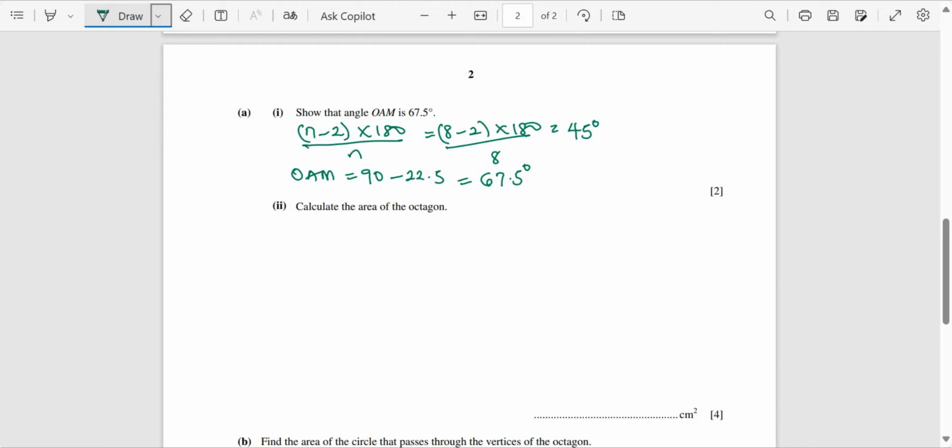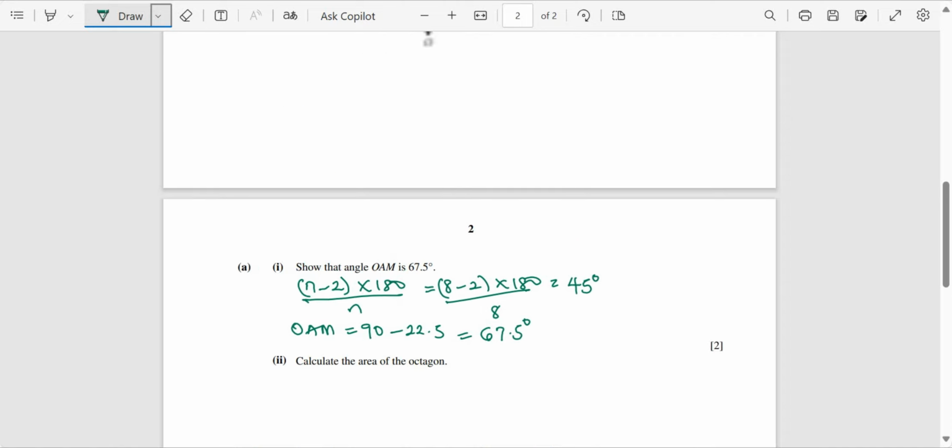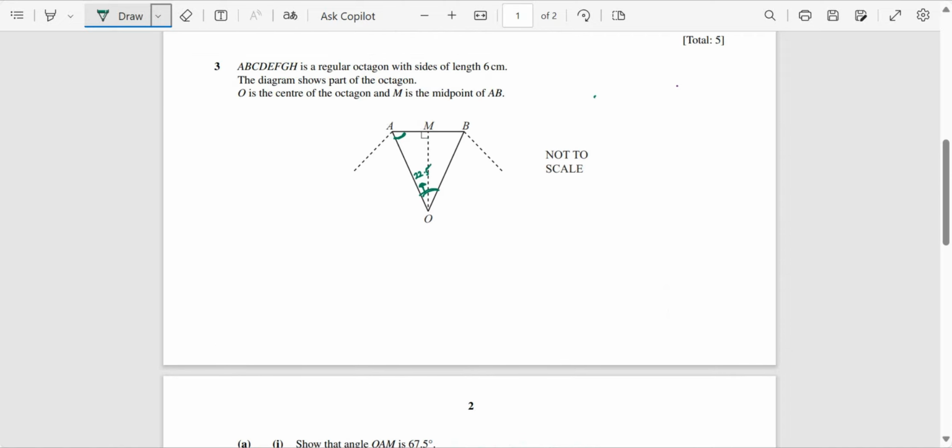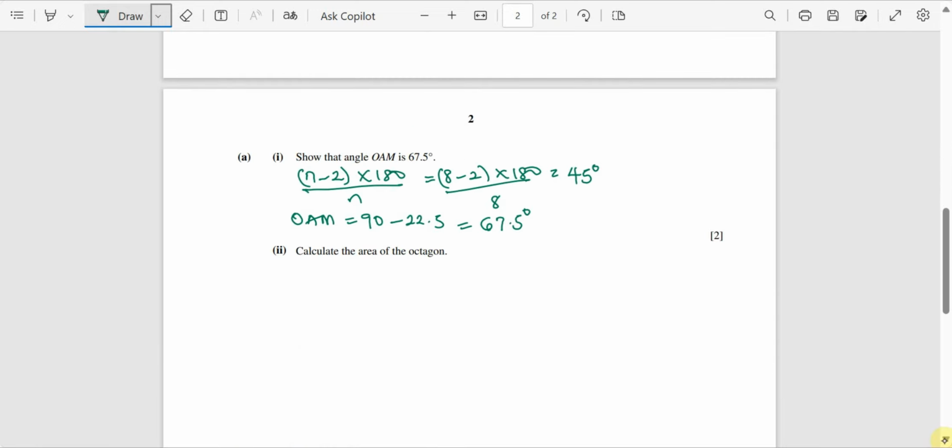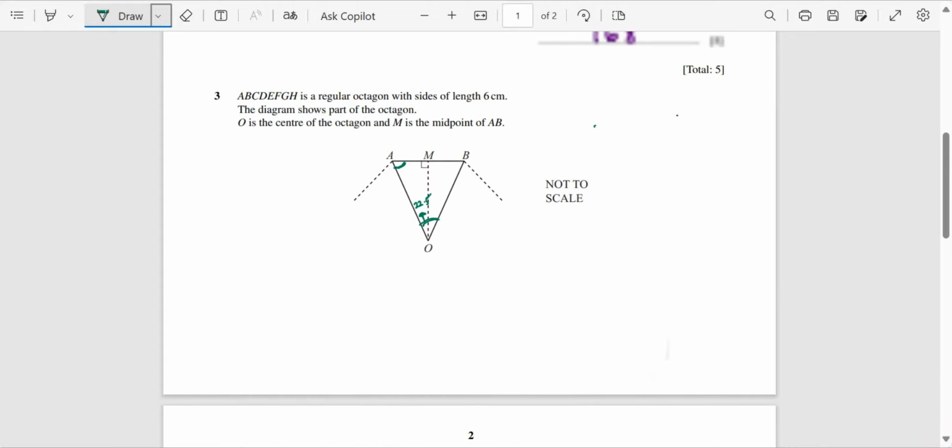The second part says, calculate the area of the octagon. Now, for us to calculate the area of the octagon, we need to first calculate the area of the triangle. We have a triangle here. So we can either use 1/2 times base times height, or we use 1/2 AB sine theta. Now let's see which one will work best for us.